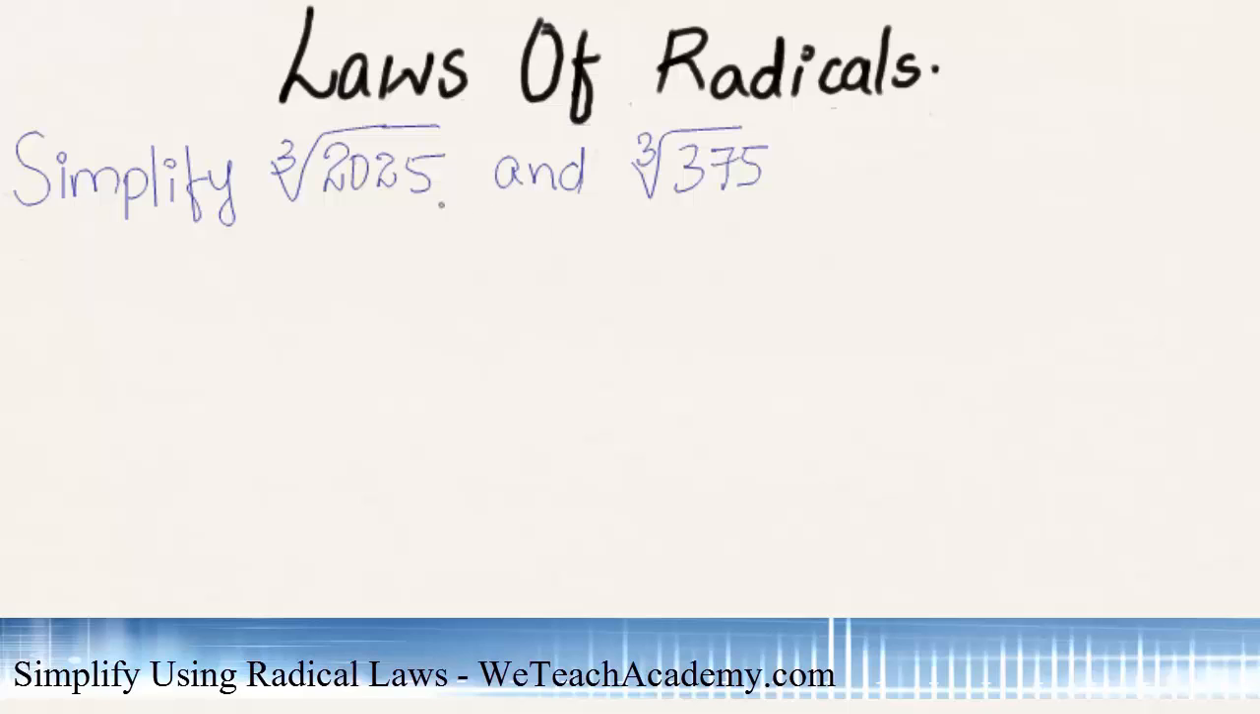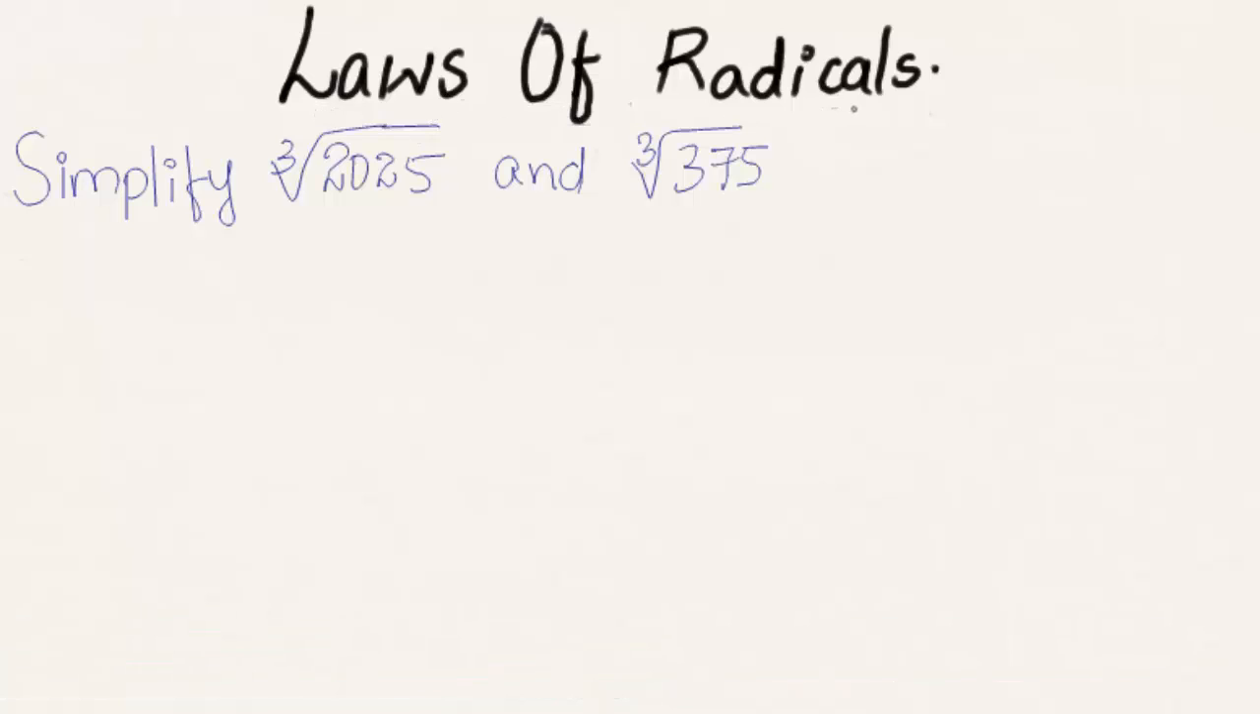Hey guys, welcome to vteachacademy.com, and here in this presentation we are going to solve a problem using laws of radicals. So here we have to simplify cube root of 2025 and cube root of 375.